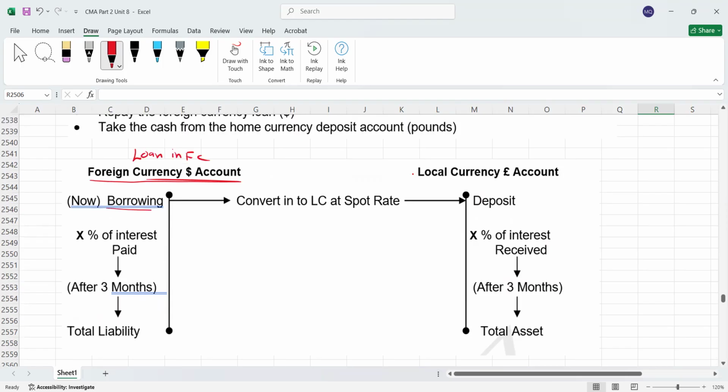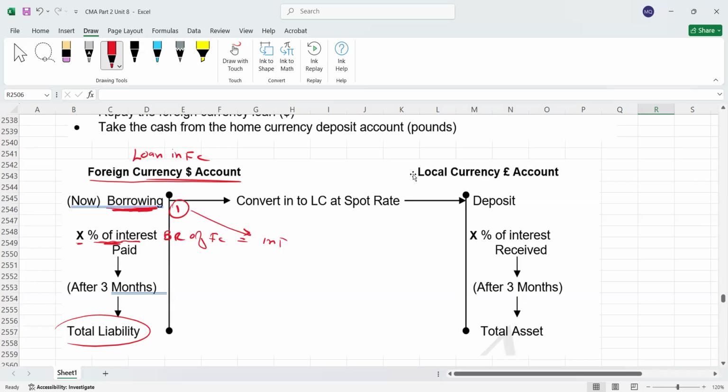So what we will do, we will write it here borrowing, which was the step number one. Then we will multiply with the percentage of interest. Simply we have to take it here borrowing rate of foreign currency. So if I multiply the borrowing with the interest percentage, this will give you the interest amount. And if I take borrowing plus interest, it will give you total liability.